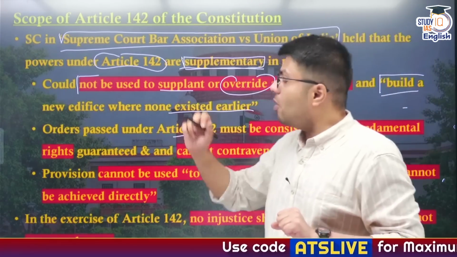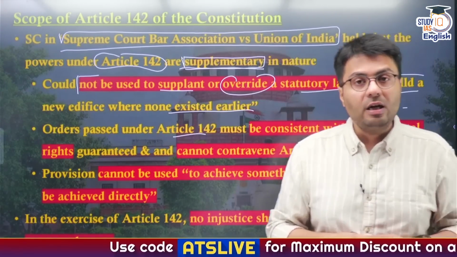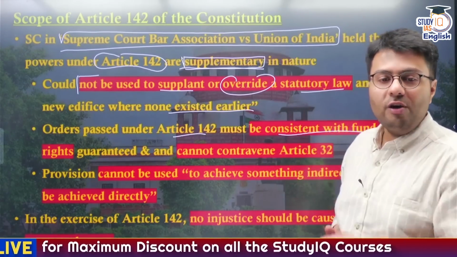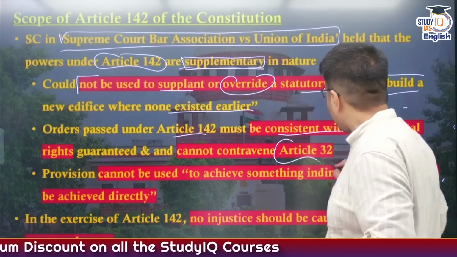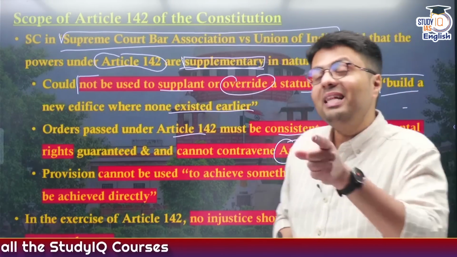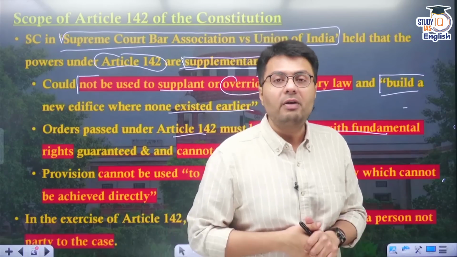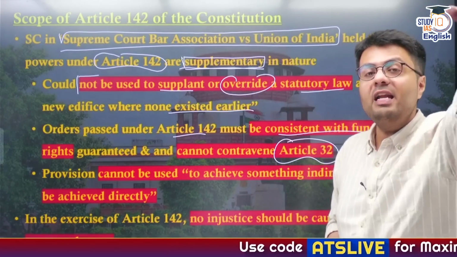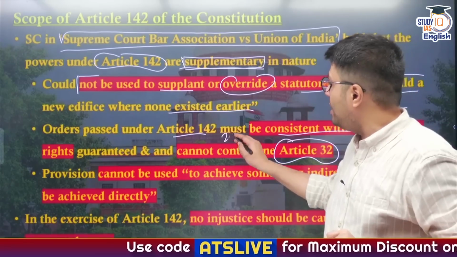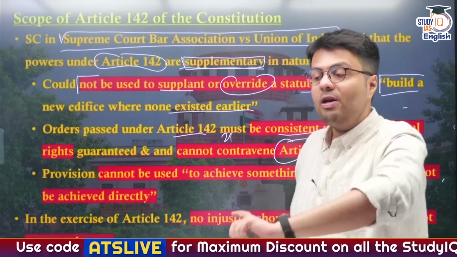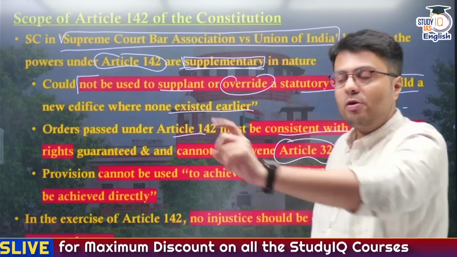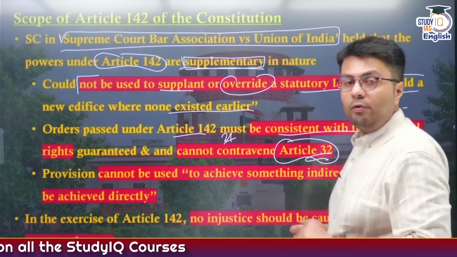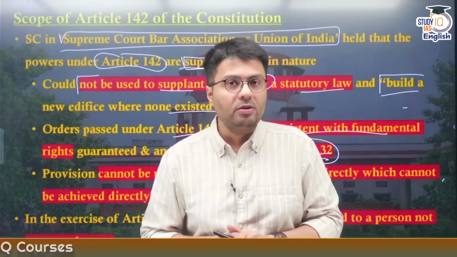Similarly, orders passed under Article 142 can't contravene anyone's right to enjoy their fundamental rights, and it can't even deny the right to approach courts in cases of violation of fundamental rights. So, for example, using Article 142, the Supreme Court can't deny anyone their right to life under Article 21. It can't stop anyone from approaching the courts in case any of their fundamental rights is violated, under Article 32, which provides for the right to constitutional remedies.